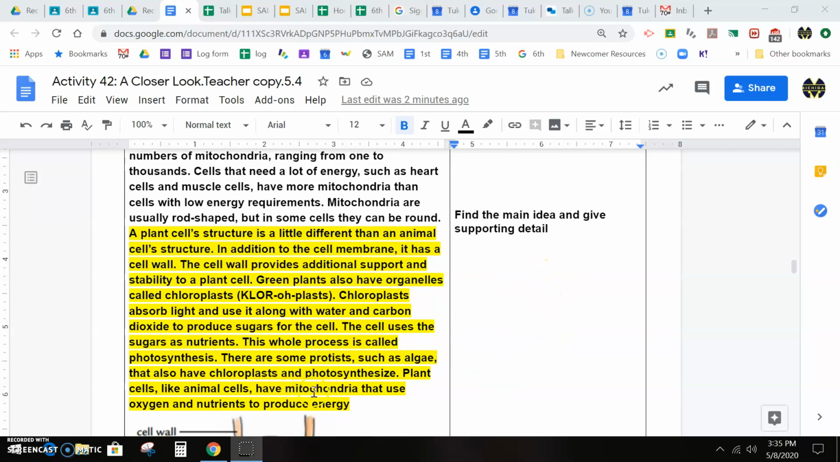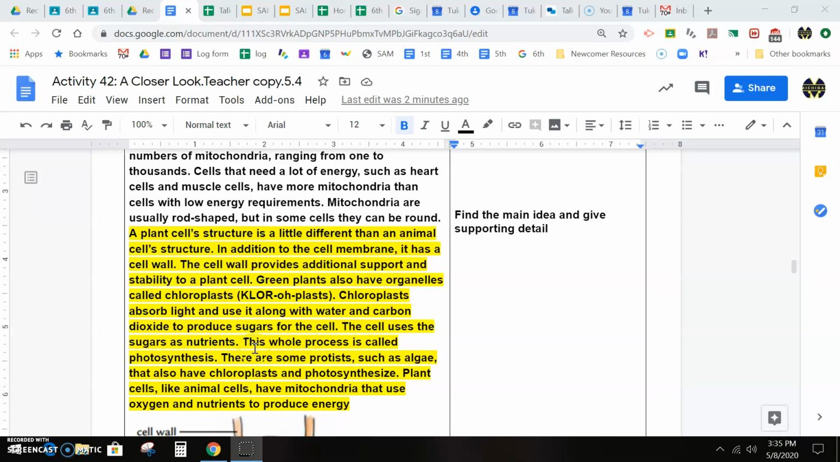Again, if you are working on a paper copy, you can do the exact same thing. You'll just write your notes on the side instead of typing them. So again, we're going to focus on just this highlighted section right here that's highlighted in yellow. I'm going to read it together with you, and then we're going to stop and talk about the important ideas. And again, remember, we're focusing on that one science standard.